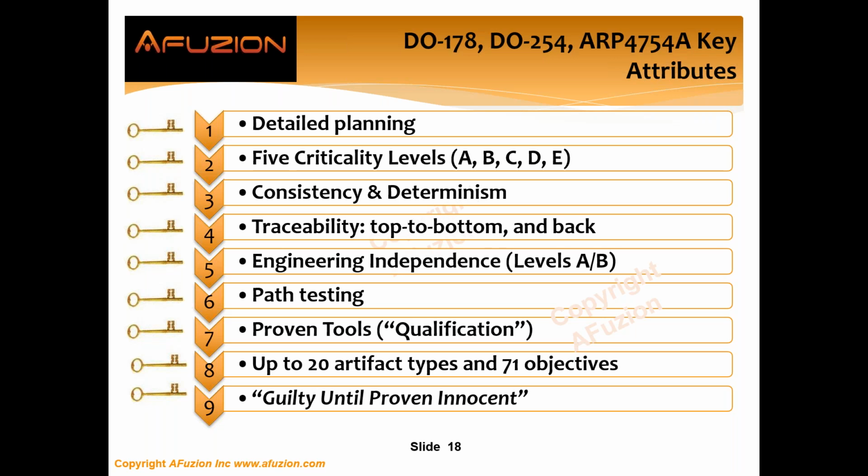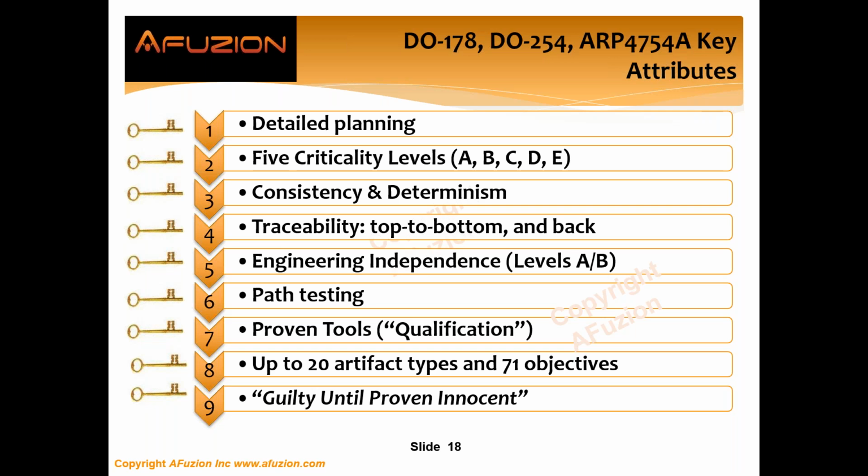We start with detailed planning. We have the 5 criticality levels, A, B, C, D, E. We have to show consistency and determinism. But on military, that consistency and determinism now applies to the white box, including software design, data flow, control flow, the determinism, the structural coverage. We have to have traceability top to bottom.